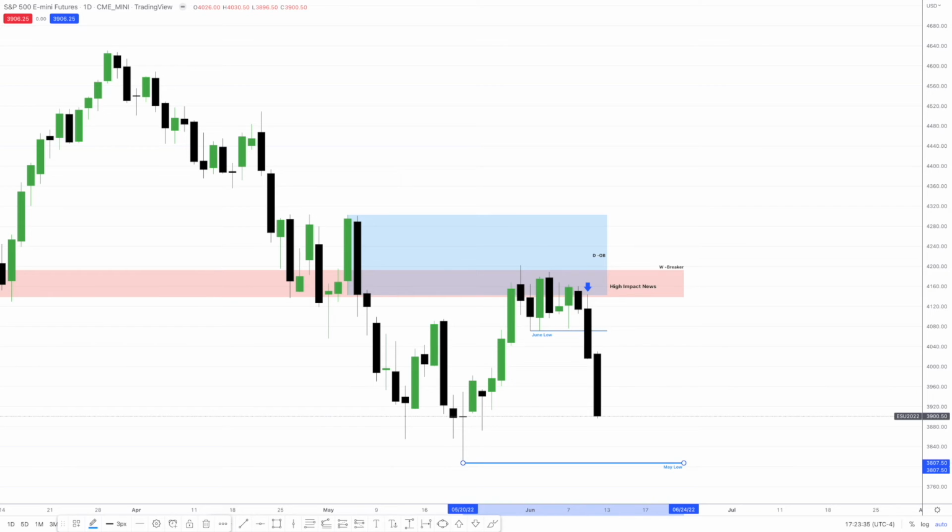This is a FOMC week coming up, so we could see a retracement Monday and Tuesday, and then FOMC can take us through the May low. But right now I'm favoring that it just remains heavy and just goes directly for that low, not giving anyone a chance to get in.